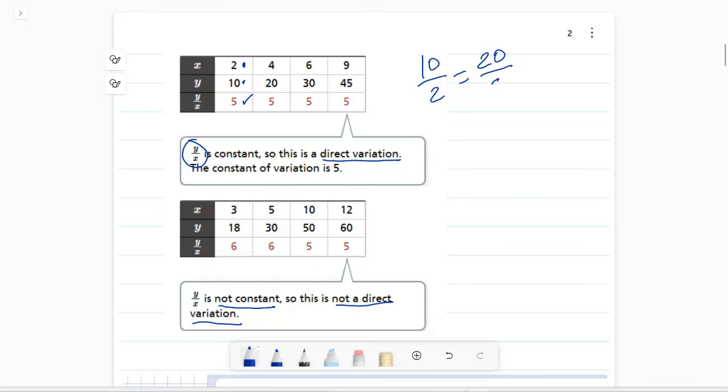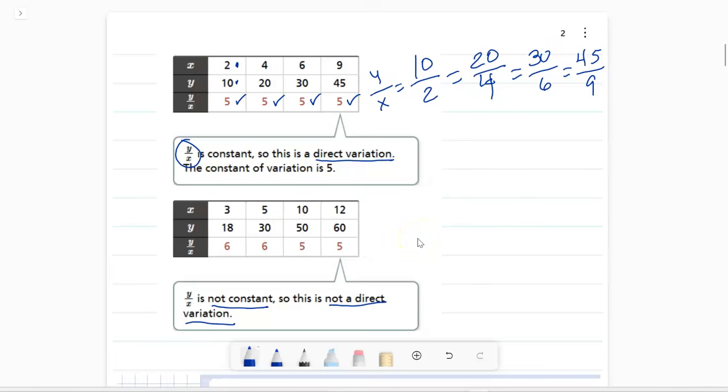20 divided by 4 gives 5. 30 divided by 6 gives you 5. And 45 divided by 9 also gives you 5. And that was the y divided by the x. So that gives you 5. When all of them are the same, 5, 5, 5, 5, then it is direct variation.